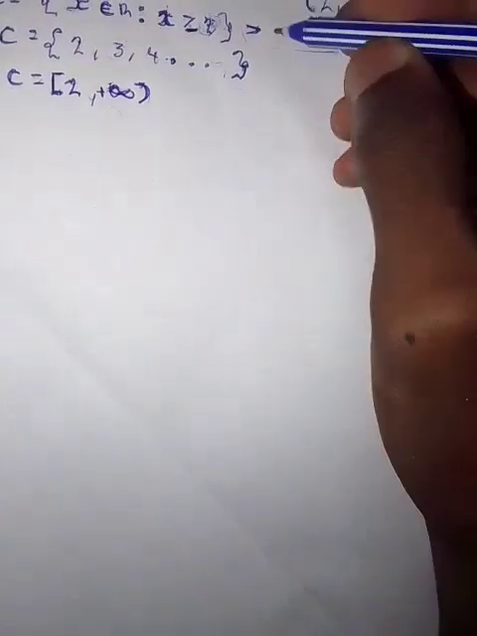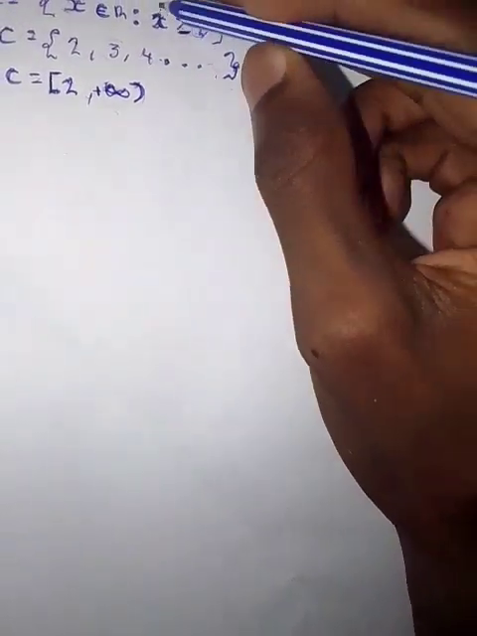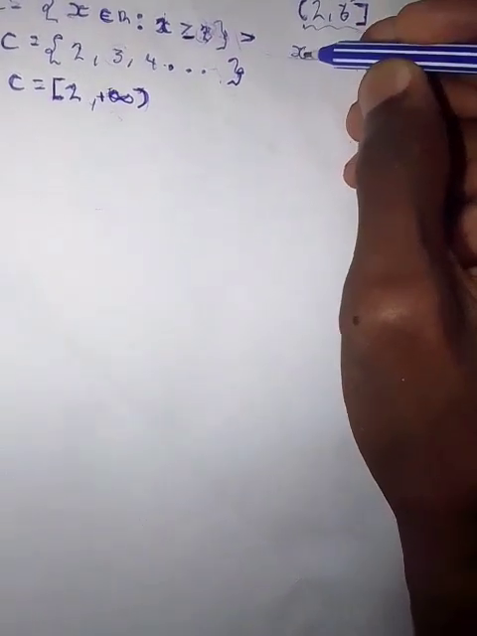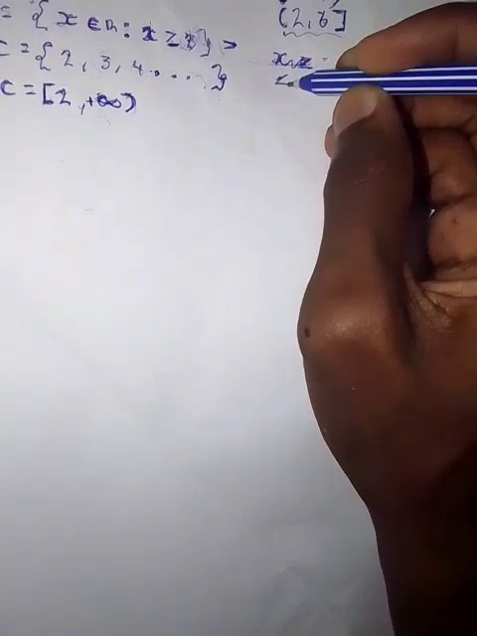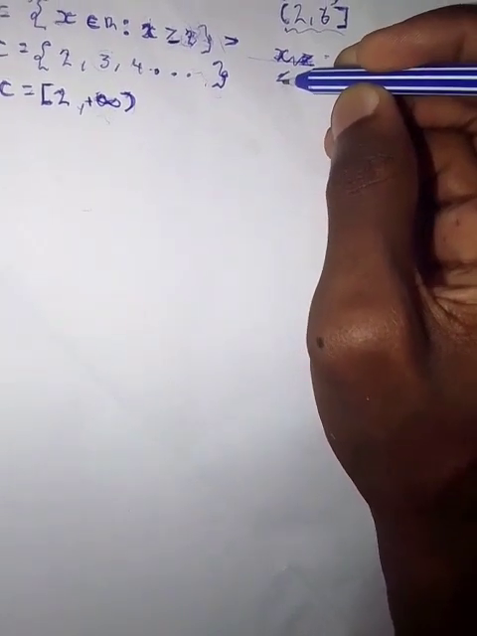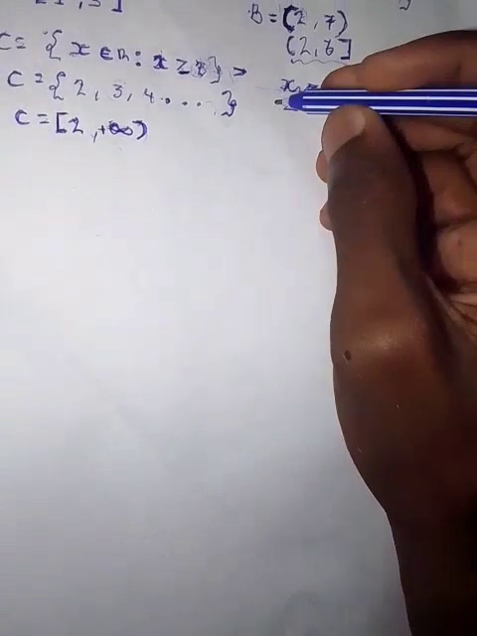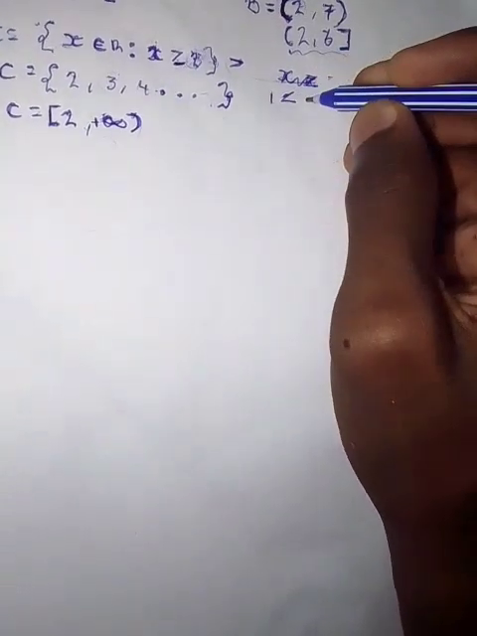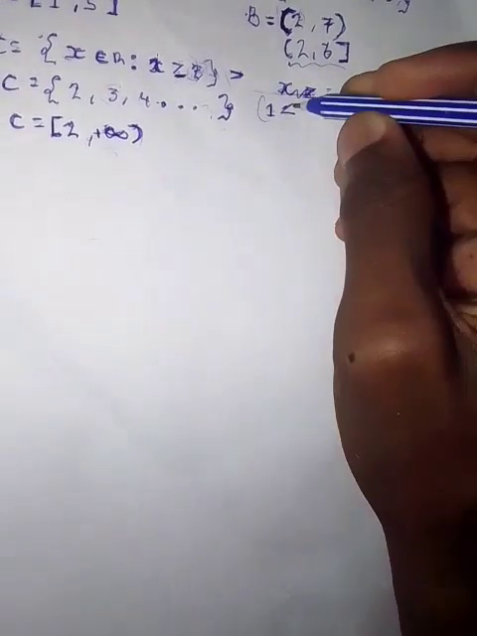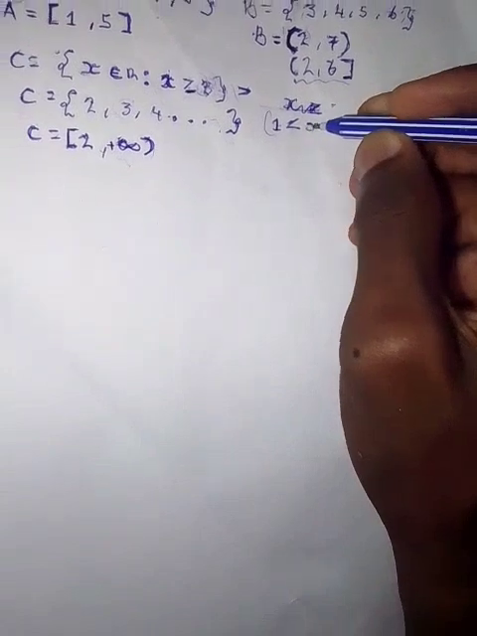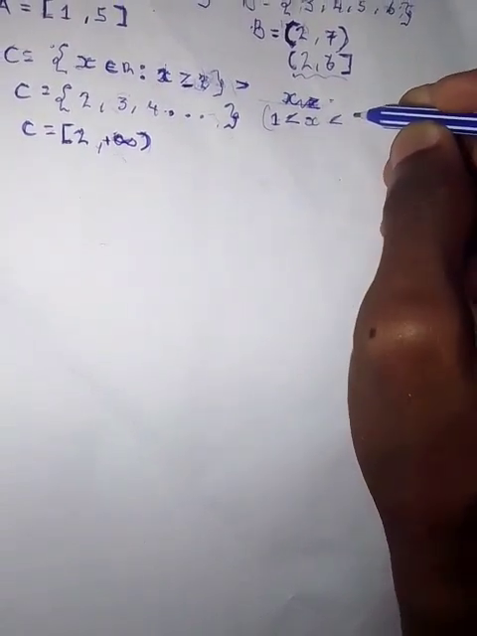But let's say maybe instead of them writing a condition like this, let's say they wrote it like this. Let me write it. Let's say there was 1, then x, then maybe let's say 5.